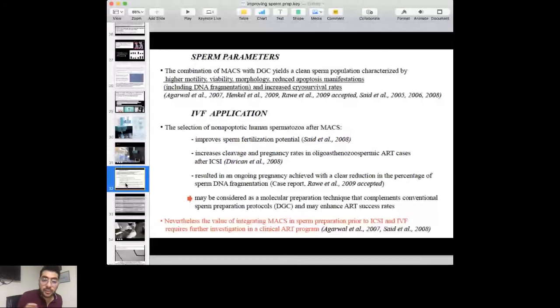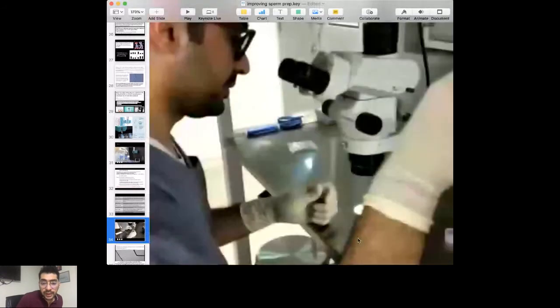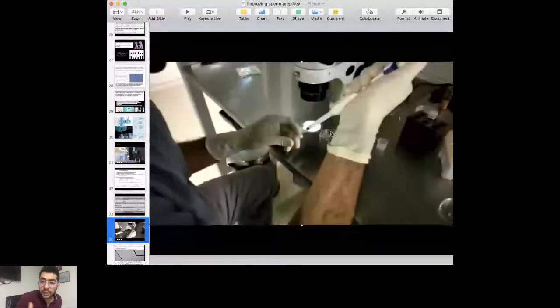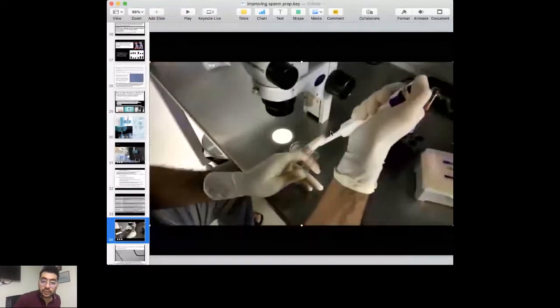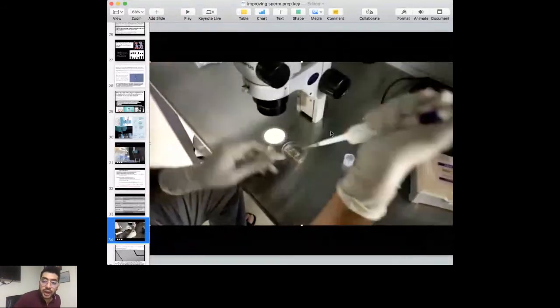Now, what about the other technique which Paras is now talking about, that is microfluidics? Firstly, I'll demonstrate a video showing how to prepare a microfluidic chamber, and then we move on to how efficient it is. Like you saw here, that's the chamber that is being put on a Petri dish. It has four wells in it, and the first thing you want to do is charge all of these wells.